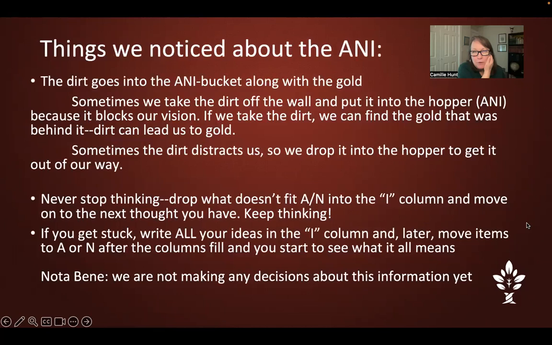So here's a couple more things about Annies. The dirt goes into the Annie bucket along with the gold. You notice we had some things that didn't matter much. But sometimes we have to take the dirt off the wall and put it into the hopper, the bucket of the Annie, because the dirt blocks our vision. And then if we get rid of the dirt, then we see the gold that was behind it. So dirt can lead us to the gold. Sometimes it just distracts us.